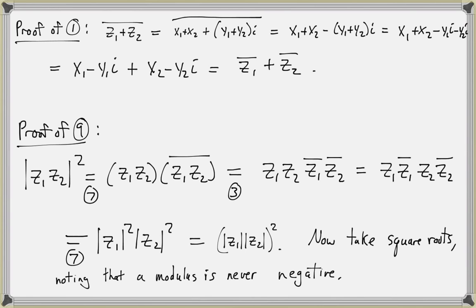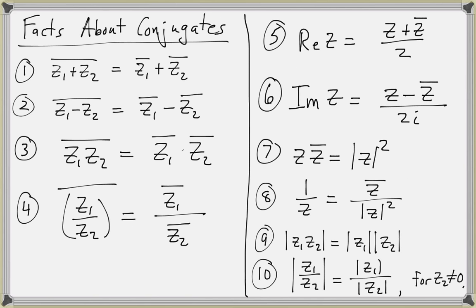So fact number 10 can be proved similarly. So I'm going to use these facts about conjugates to prove the triangle inequality. And the triangle inequality is useful for finding upper bounds of quantities.